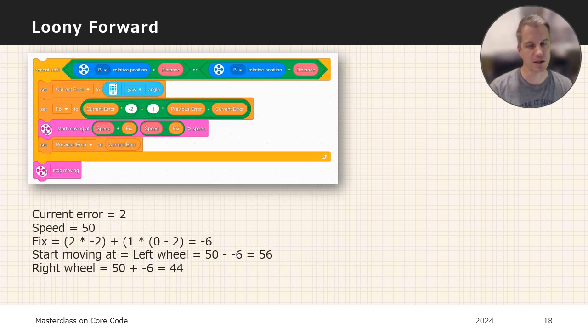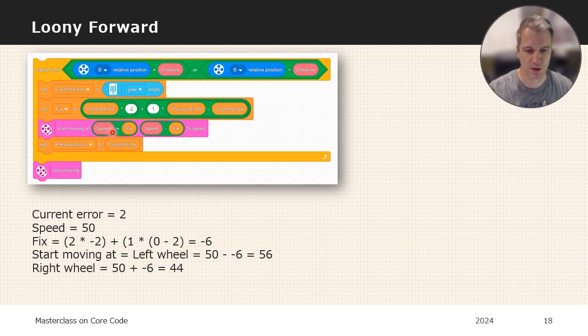So what would that look like in real life? All right, let's say the robot drifts off course by just 2 degrees, and we set our robot to go at a speed of 50. So that would set our fix variable here. The current error is 2 degrees. It's multiplied by -2 plus 1 times the previous error, which is 0 in the beginning because there wasn't a previous error, minus -2. That equals -6.